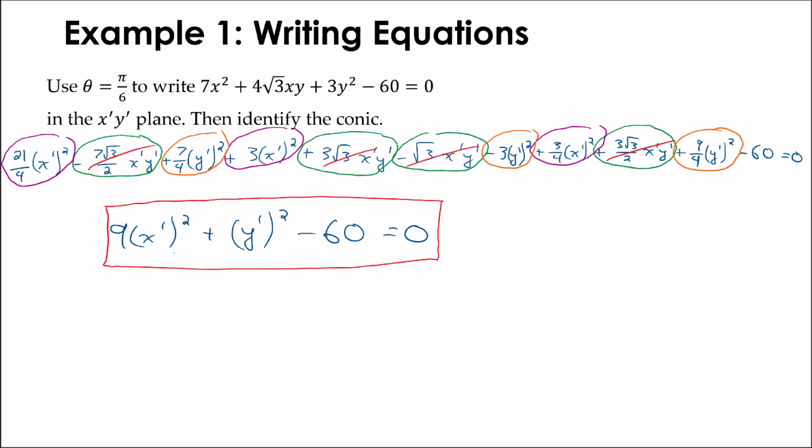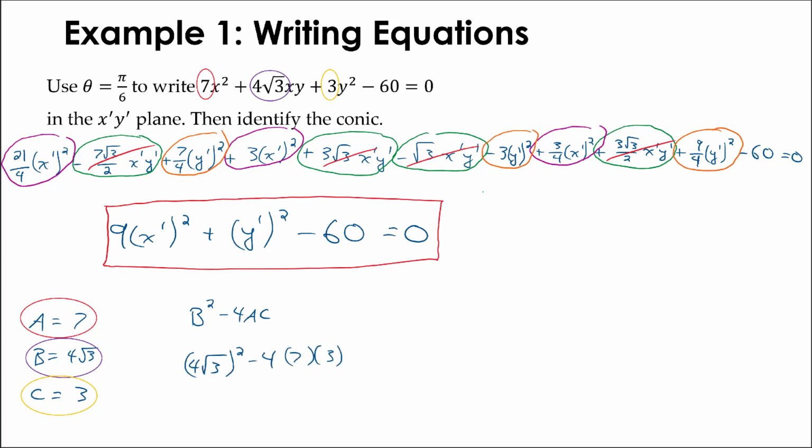Okay, now we need to identify the conic, and we're going to do that using A, B, and C of the original equation. So again, I'm getting A equals 7 from this original equation, B equals 4 root 3, and C equals 3, all from the original equation. And now we need to take a look at our determinant, which we looked at last video. So I've got B squared minus 4AC. I need to see what that determinant is. Is it above 0? Is it below 0? Is it 0? What is it?